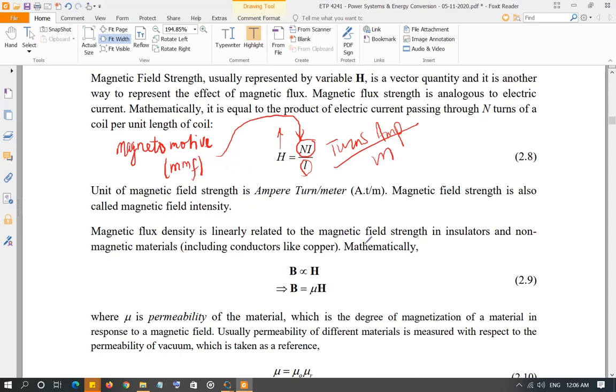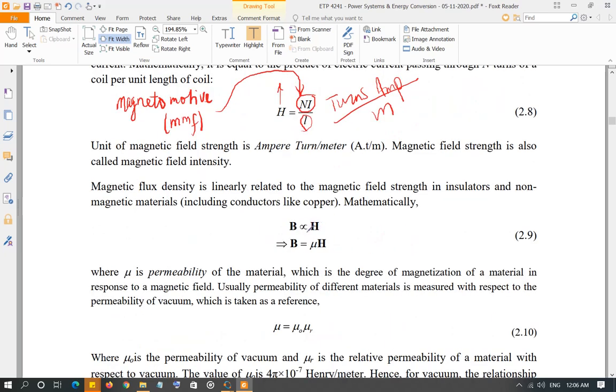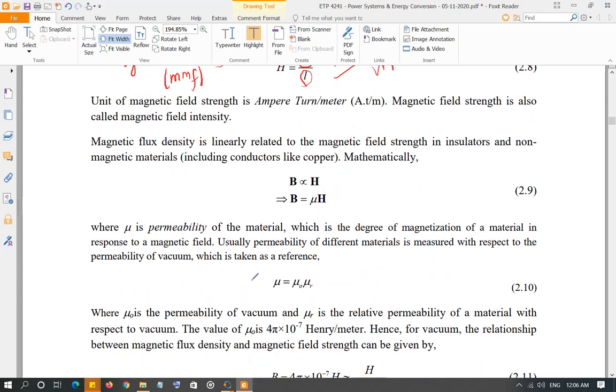That's the magnetomotive force. All right, going back to this: magnetic flux density is proportional to the magnetic field strength, and the constant of proportionality is mu, which is the permeability of the material. What does permeability mean? How easy it is to magnetize a material. That's what permeability means.